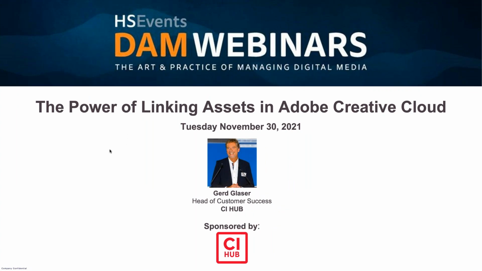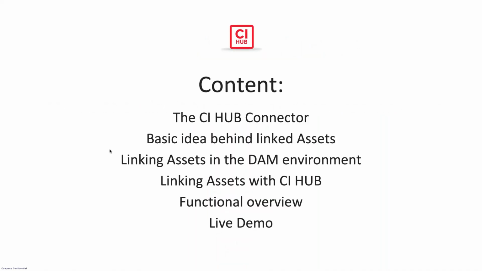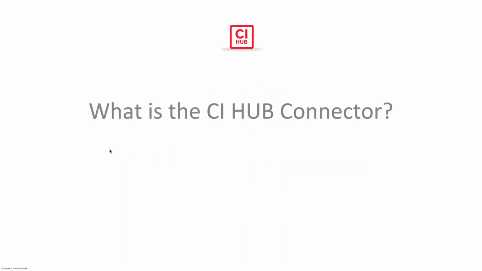Here we go. So first, what is the content today? It's a short introduction: what is the CI Hub connector? Then, what was the basic idea behind linking assets? How does linking assets work in the DAM environment? Then linking assets with CI Hub. And I will give you a functional overview and a live demo. And at the end, I will try to answer your questions together with Jörg Seidler.